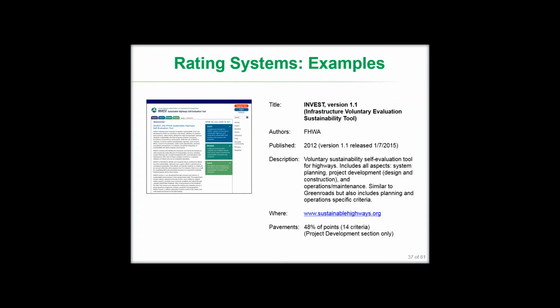And it's described as a voluntary sustainability self-evaluation tool for highways. So it also includes the system planning phase, as well as project development, which is sort of the typical road project, design and construction, as well as operations and maintenance associated with an agency. So you can sort of evaluate any, all, or one of those, or however you choose to use that. You can see the web address where it's available.